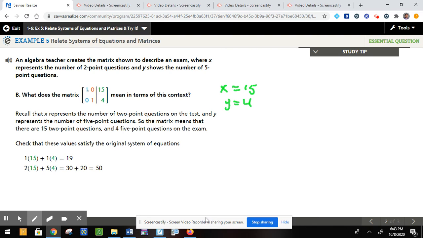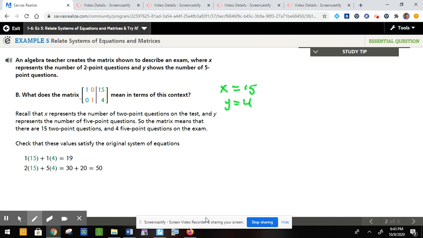So the context of what this matrix is showing us is that there were 15 2-point questions and 4 5-point questions. Okay, you can check that if you go back and use the two equations from the beginning. 1x plus 1y equals 19. Well, 15 plus 4 does equal 19. And then if you use the second equation, 2x, so 2 times 15 is 30, plus 5y, so 5 times 4 is 20. 30 plus 20 is 50. So that one checks out.